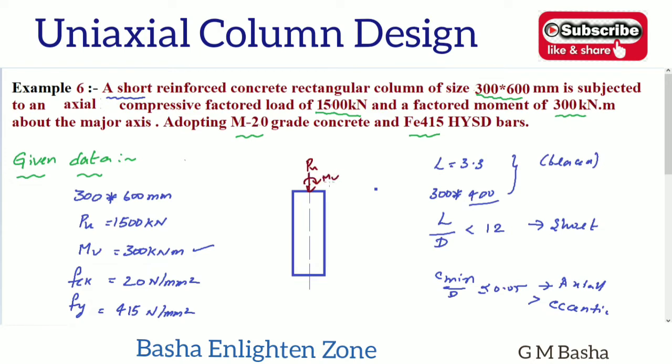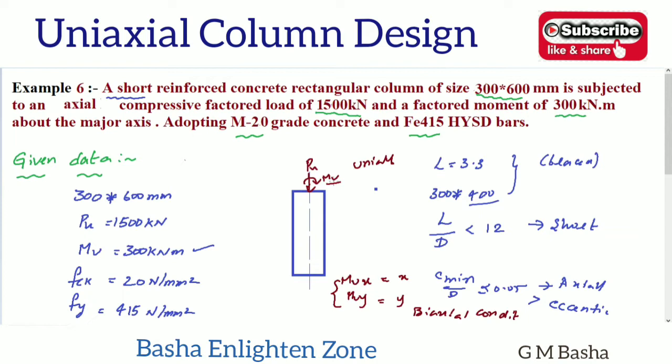So if they mention the moment only along one axis, this comes under the uniaxial column. And if in the question itself they clearly mention that the moment along the x-axis is some Mx and the moment along the y-axis is some My, at that time you have to design that particular example based on the biaxial condition. Okay, so please remember the difference. I will explain this type of problem also in our next example, but here, according to our given question, there is an axial compressive factored load and one more additional moment is developed.